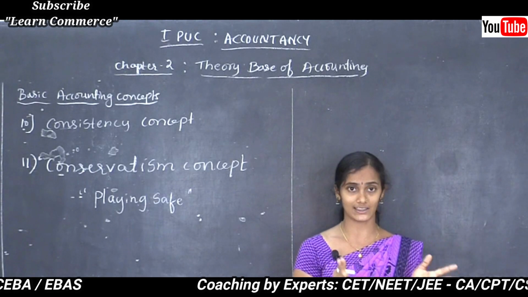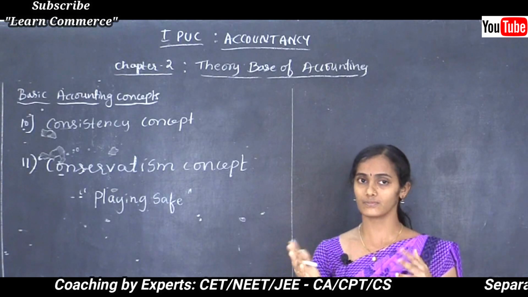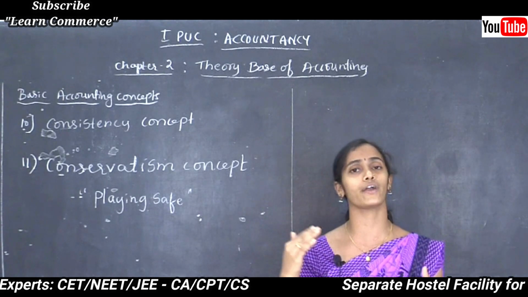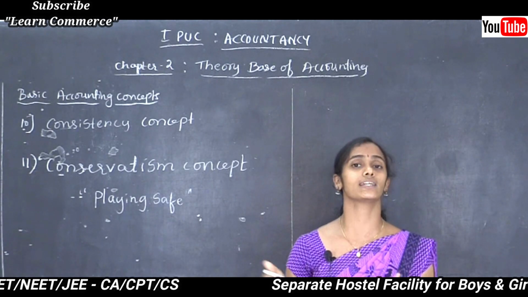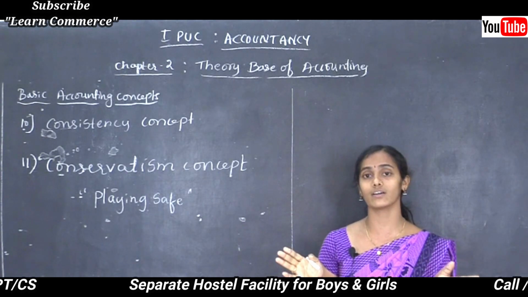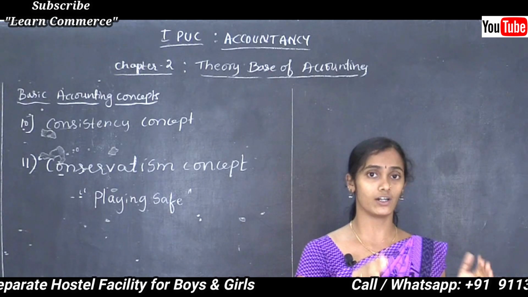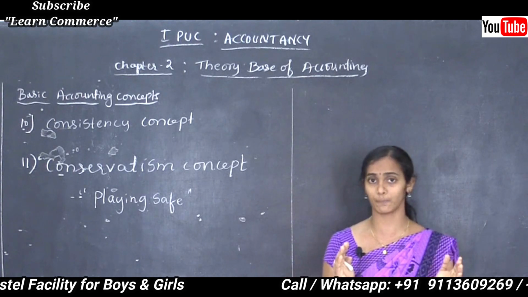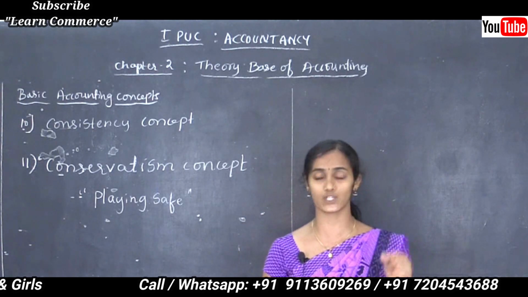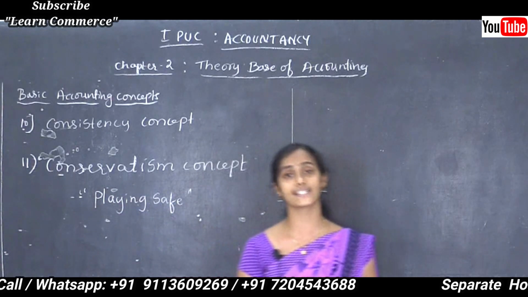Say for example, 10,000 is the exact amount of profit, but because of some wrong assumption, the accountant recorded 200 or 500 extra than the actual profit, meaning 10,500 is shown as profit in the organization. It should not happen, because how much profit we earned, only that much we should record. The profit of the organization should not be overstated according to this concept. That's why this concept is the policy of playing a safe game.